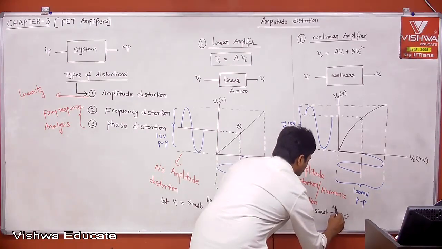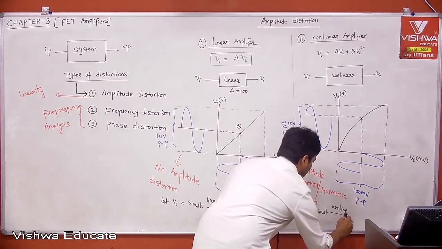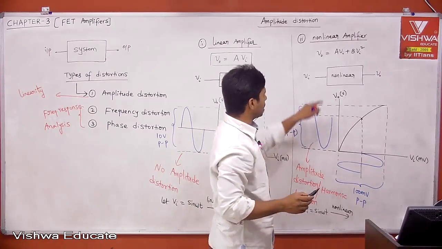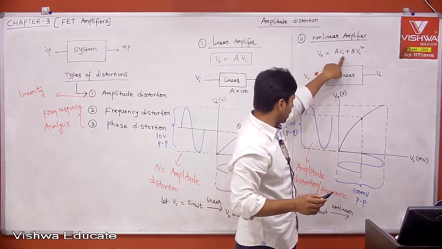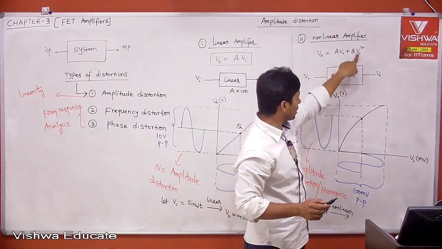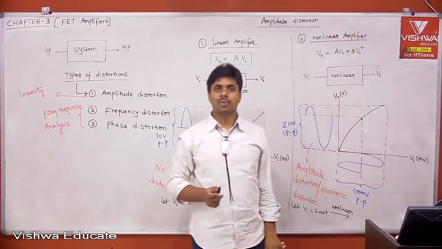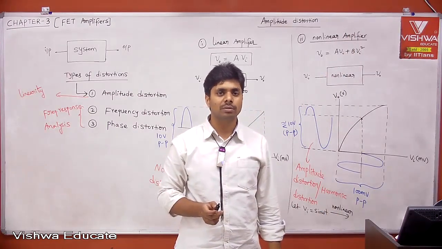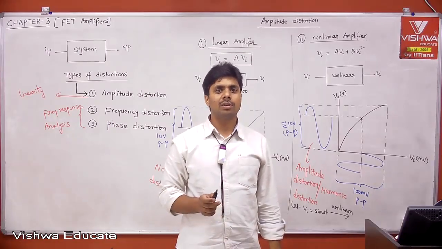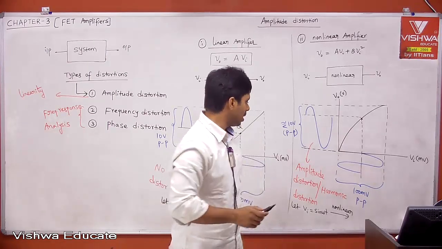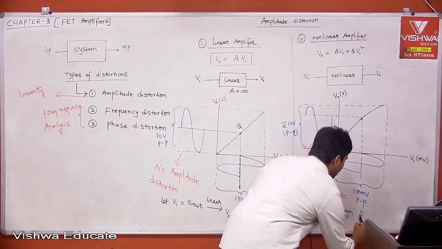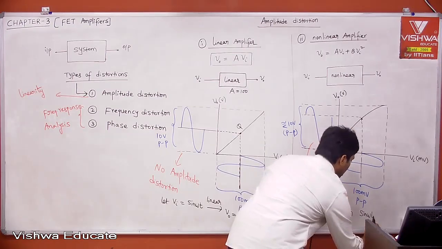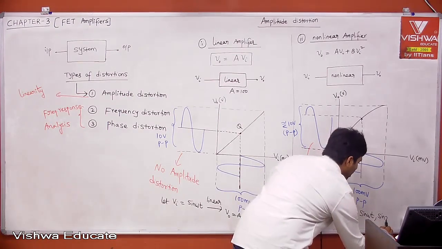Now, let us say your Vi is equal to sin omega t. If the system is non-linear, then what is your output? Your V0 is equal to A sin omega t plus B sin square omega t. What is sin square theta? Can I write it as (1 minus cos 2 theta) by 2? Therefore you will get sin omega t and a sin 2 omega t term.